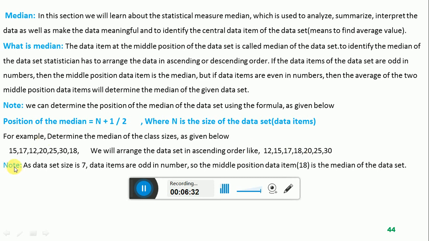Let me elaborate further, putting this note. The data set size is 7, the data items are odd in number, so the middle position data item, which is 18, is the median of the data set. I am again interpreting the practical importance of computing median: it is that every class of the BBA department carries approximately 18 students.